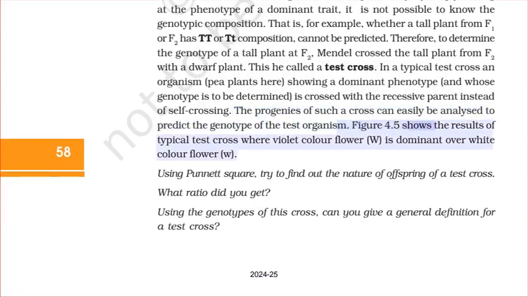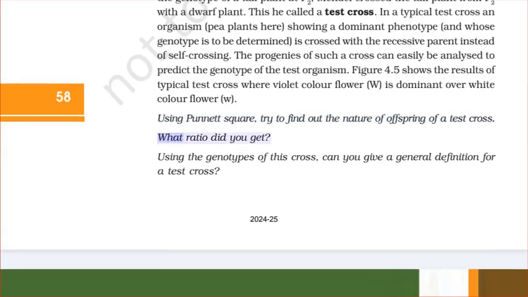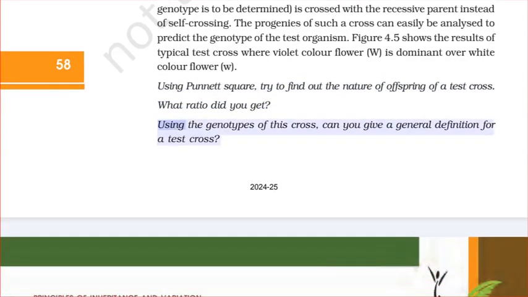The figure shows the results of a typical test cross where violet color flower, capital W, is dominant over white color flower, small w. Using a Punnett square, try to find out the nature of offspring of a test cross. What ratio did you get? Using the genotypes of this cross, can you give a general definition for a test cross?